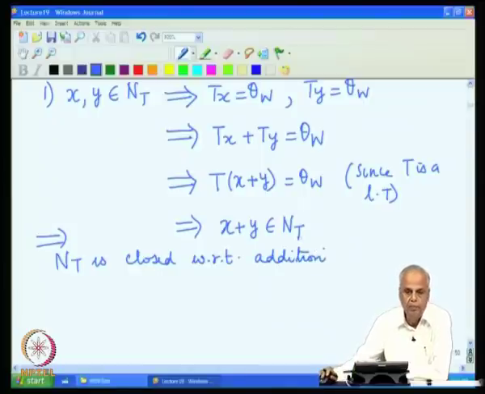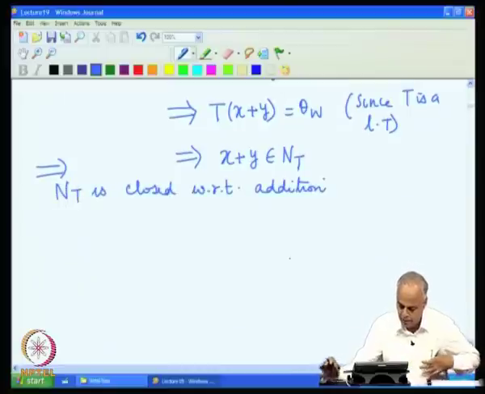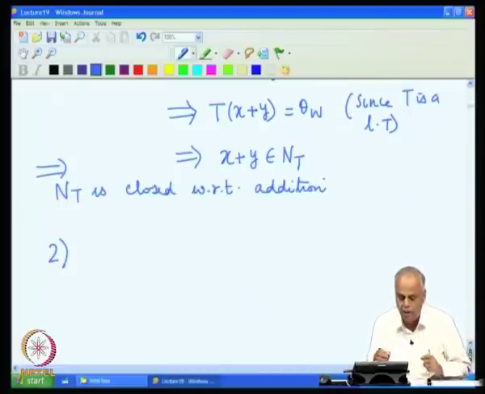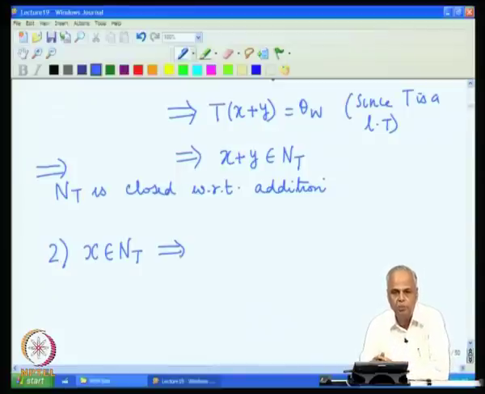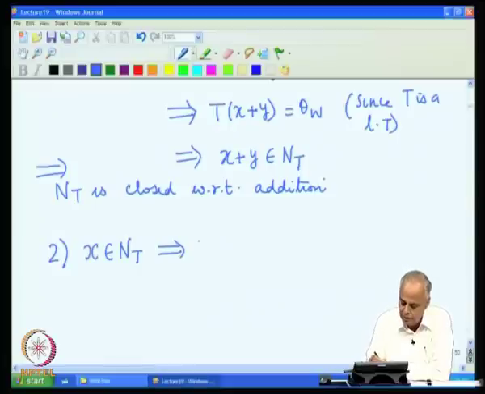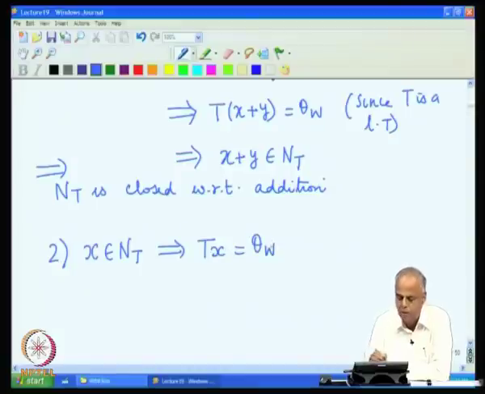The next thing we have to verify is whether NT is closed with respect to scalar multiplication. So, let us take a vector x in NT. We want to verify that it is closed with respect to scalar multiplication. That means, when we multiply x by any scalar, the resulting vector must also be in NT. Now, first of all, we are given x is in NT, this means T carries x to the 0 vector, that is the qualification for being in NT.